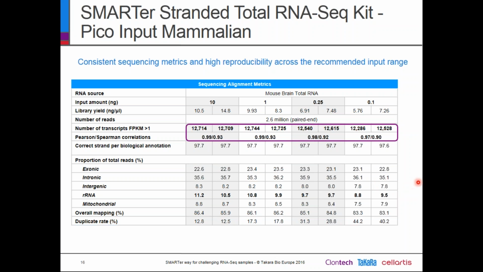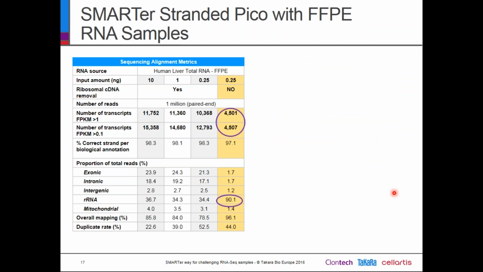So here, yes, you will have more ribosomal RNA left, but this is much better than what you will obtain if you didn't do this ribosomal cDNA depletion, because you will have 90% of your ribosomal cDNA. So here we did an experiment using a very hard sample.